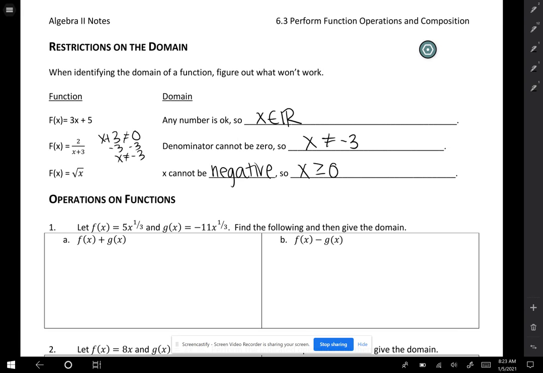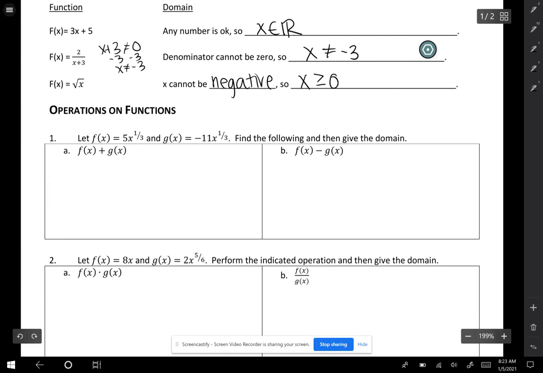Now let's go ahead and move on to looking at operations on functions. So in this first example, we have that f of x equals 5x to the 1/3 and g of x equals negative 11x to the 1/3. They want us to find the following and give a domain.